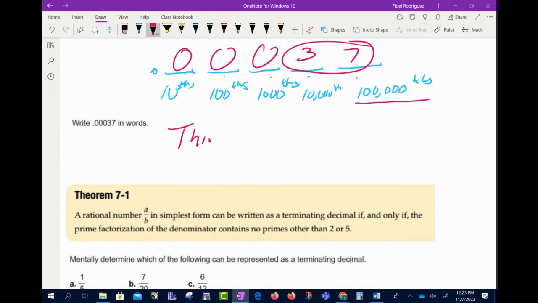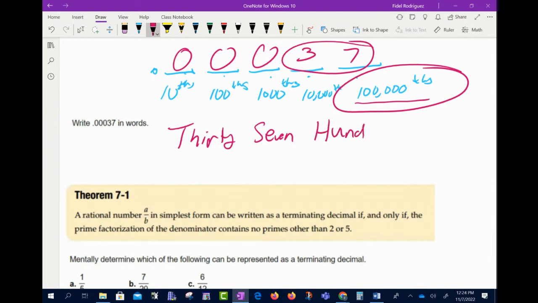And hopefully my group of fourth graders could say, well, sir, that's 37. Okay, and then we would say 3,700 thousandths, right? And that's how we would read that part.